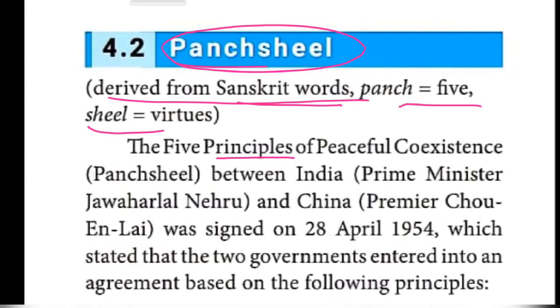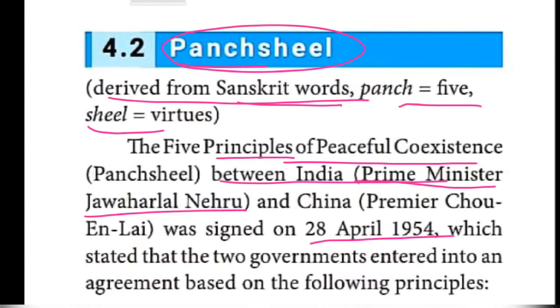Then next, what is given? The 5 principles of peaceful coexistence, that is Panchashil. Between which countries was it signed? India and China signed it. Panchashil was signed in the year 1954, on 28th April 1954, the Panchashil agreement was signed between India and China. On the Indian side, the leader was our first Prime Minister of India, Jawaharlal Nehru.